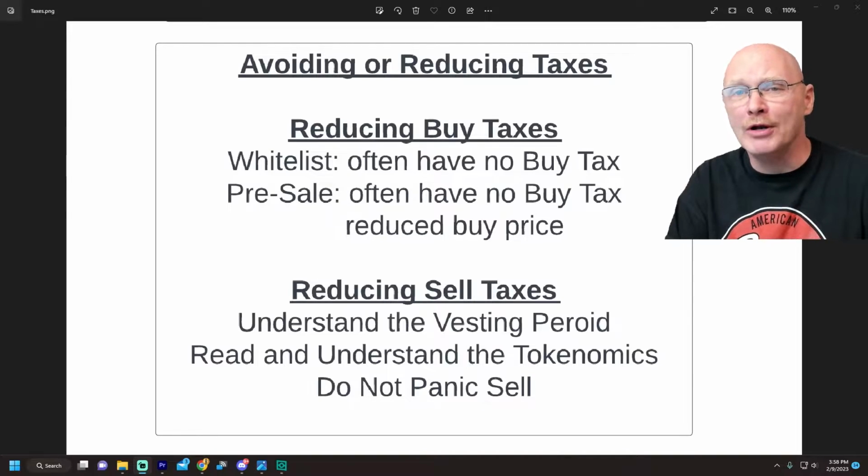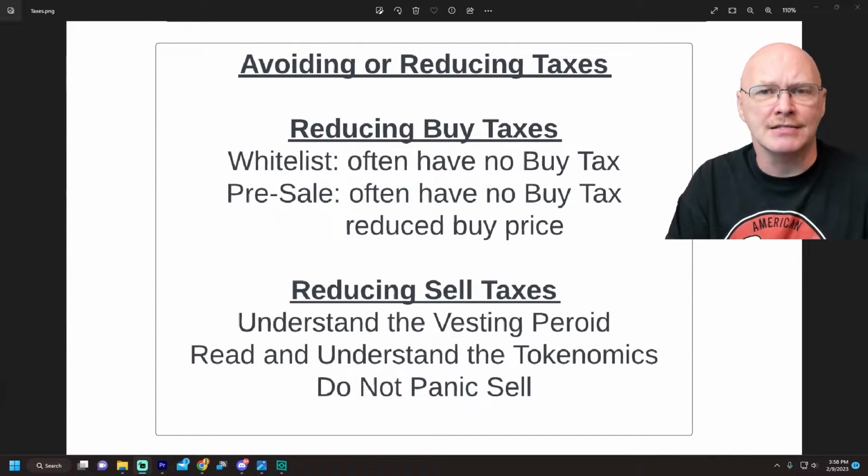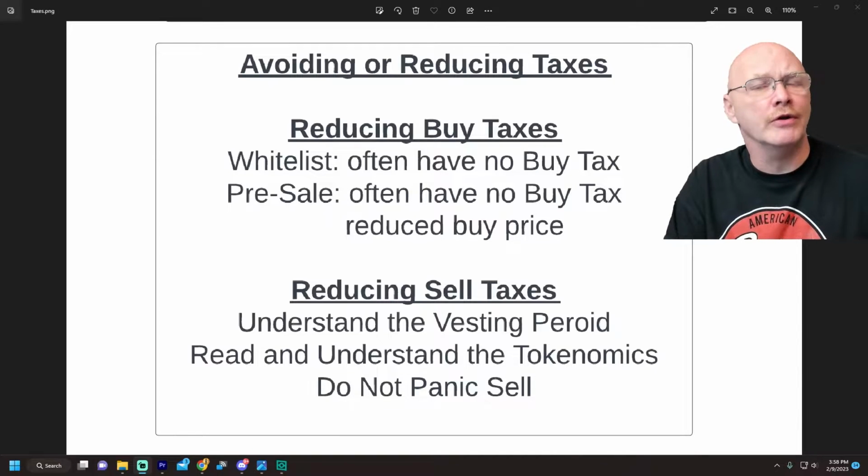But I've got some great pointers for you to help you avoid or reduce your taxes, both going in and coming out. And these are things you need to know up front. So to reduce your buy taxes, a couple tricks there. The first one is called a whitelist.